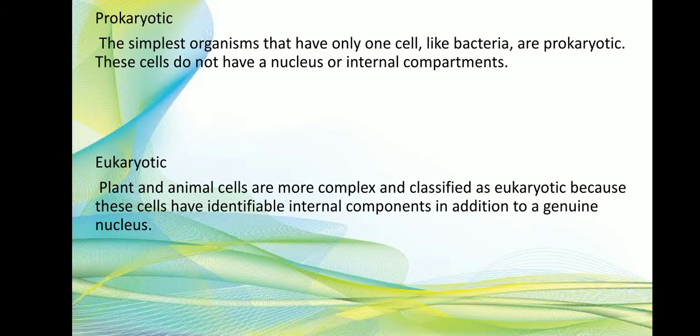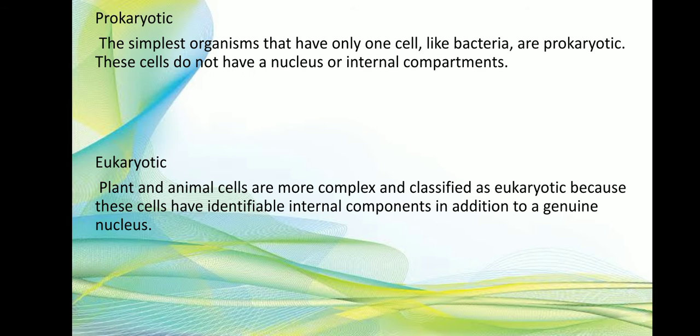Prokaryotic: the simplest organisms that have only one cell, like bacteria, are prokaryotic. These cells do not have a nucleus or internal compartments, meaning the prokaryotic cell lacks a nucleus but has a region in the cell termed the nucleoid, in which a single chromosome, a circular double-stranded DNA molecule, is located.